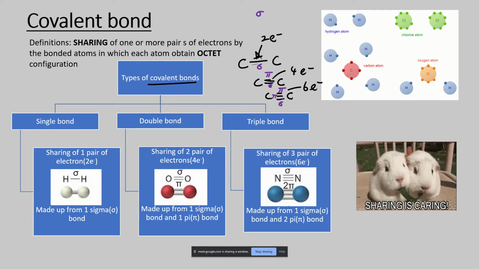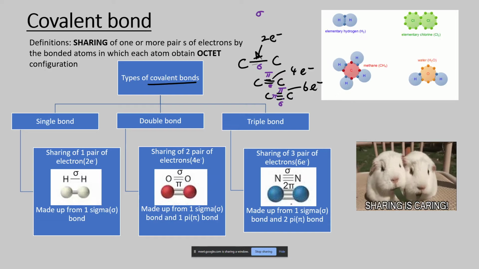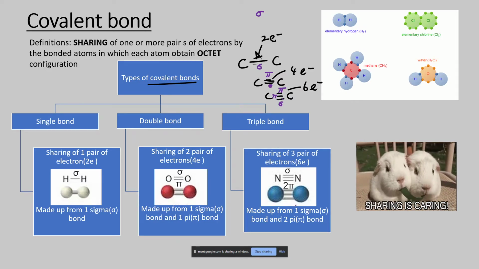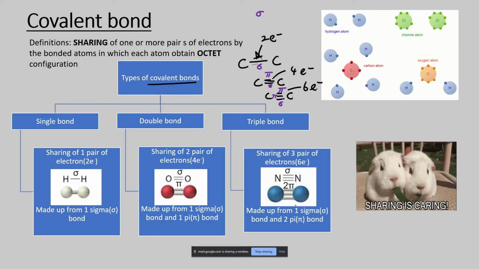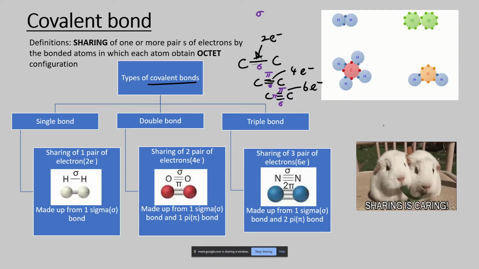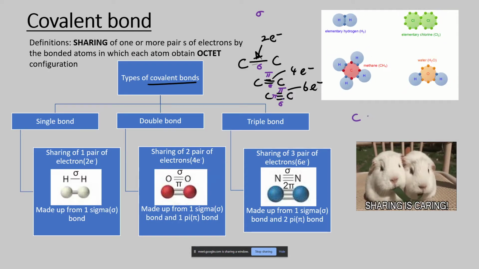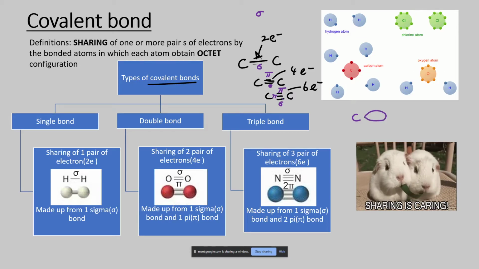Okay. Kenapa we have sigma and pi? It is actually the orientation. Okay, you guys kalau boleh okay, untuk single bond. Okay, kalau you guys remember orbital.